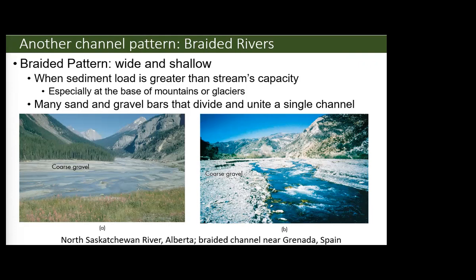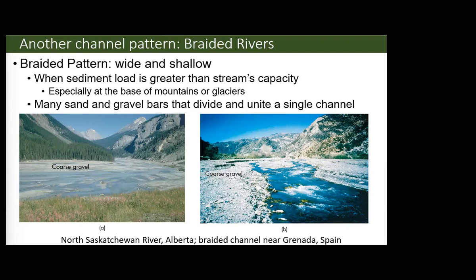So whenever the stream can't carry that stuff, it has to drop it out and deposit it. That's why we get all of these huge sand and gravel bars, all of that heavy stuff, the sands and the gravels, the largest grain sizes in the sediment. That's going to be dropped out, deposited in all these bars. And since we have all of these different bars dividing the channel, it gives the impression that it's all of these different channels dissecting and intertwining with each other. So it's all the same water, it's just being diverted through its own deposition.